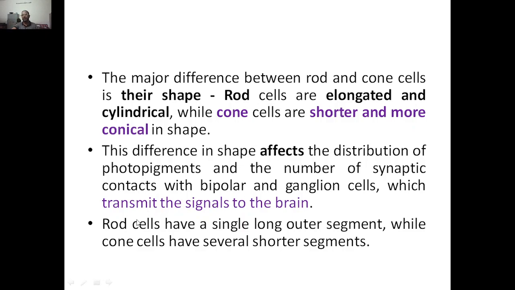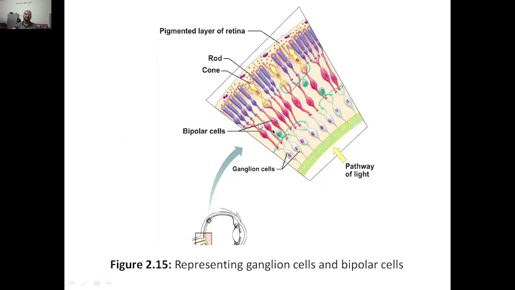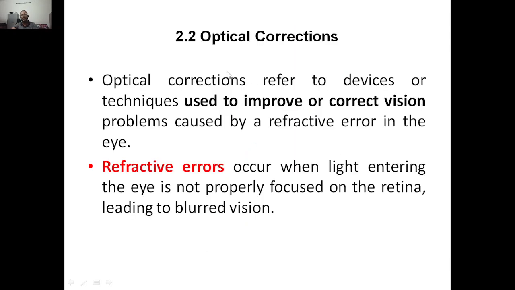Okay, you can recall it so that it will be easy. This is a representation of ganglion cells as well as bipolar cells. Now this is the pathway of light. The light is entering here. In this eye we have ganglion cells and bipolar cells. Behind that we have cone and rod cells, in the pigmented layer of the retina. In that pigmented layer we have the cone and rod cells, which have the pigments. Rod has rhodopsin protein, and cone has 3 different pigments for blue, green and red. So this is how it looks. Okay, so that's it about this.